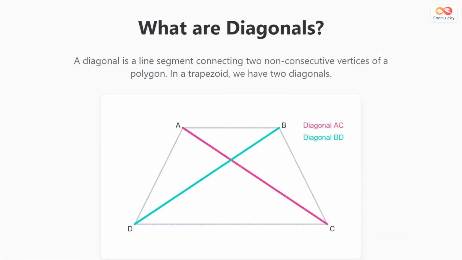So, what is a diagonal? A diagonal is simply a line segment that connects opposite corners. In our trapezoid, we can draw two diagonals, one connecting A to C and another connecting B to D.